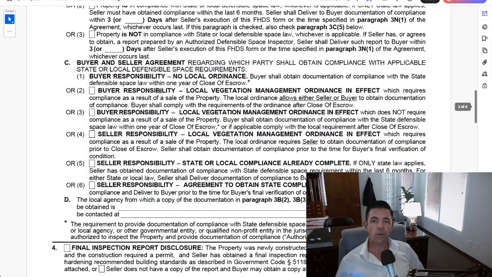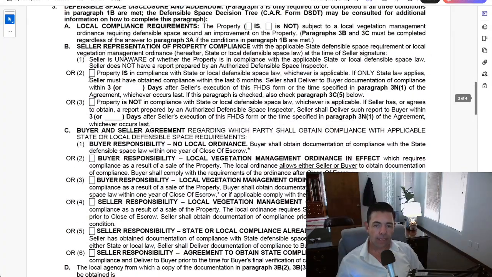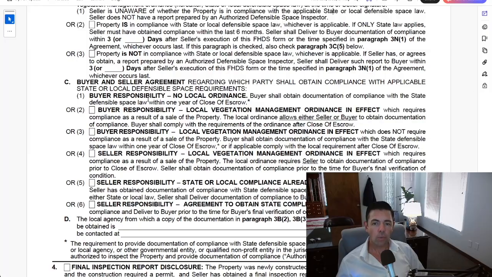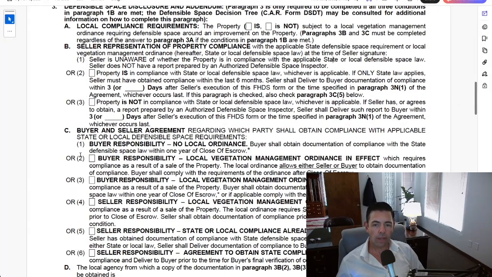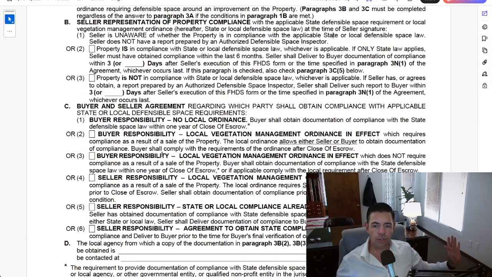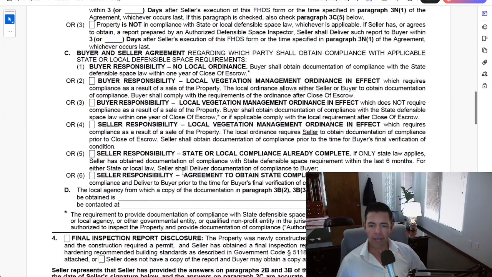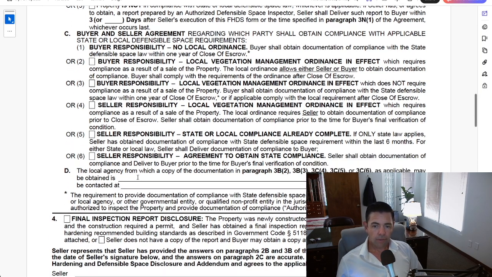So if the seller is aware of something, then they should read these. But if they're unaware and they do nothing in 3B and 3C, well, look, you have 3B1 and 3C1. You don't have to check any box. You just move on. That's it. And if the seller is in possession of some sort of report, or they've been working with some agency, local, state, whatever, to deal with fire or brush or hardening the home, the area around it, by clearing burning material, then they'll write it in here.